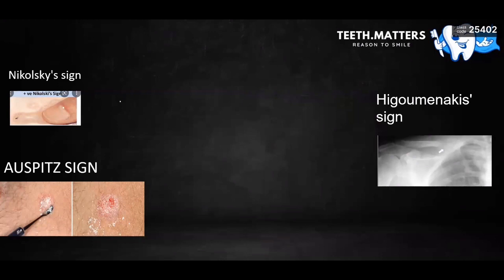Nikolsky sign. Nikolsky sign is seen when we rub the skin. There is loss of epithelium due to rubbing, and it results in a raw, sensitive surface. It occurs when we apply lateral pressure, and it is seen in pemphigus.